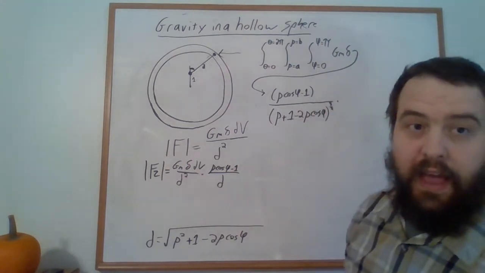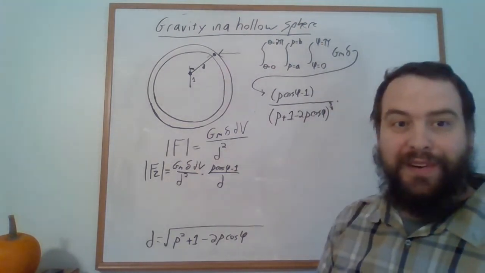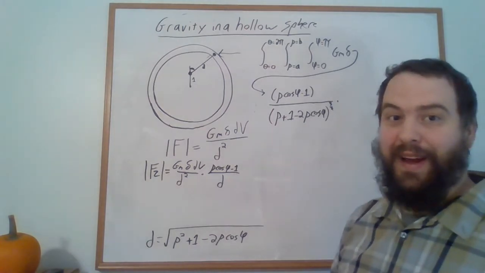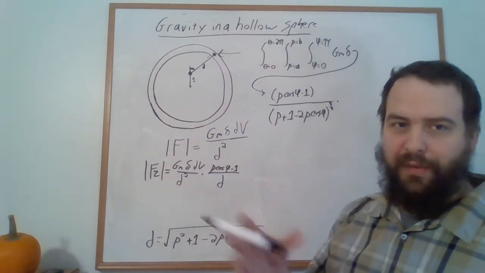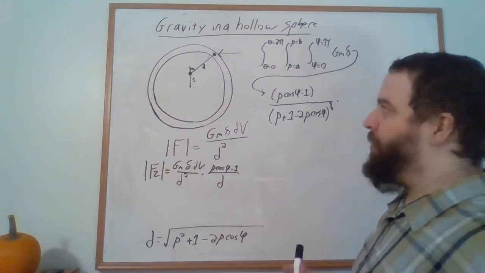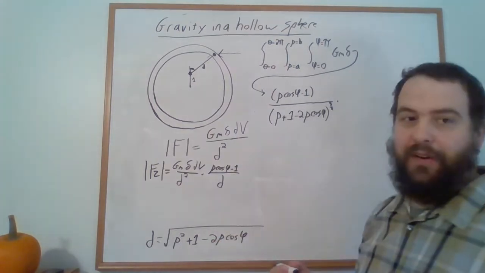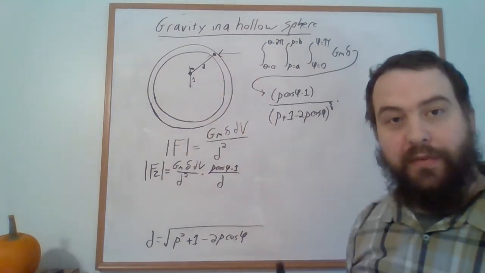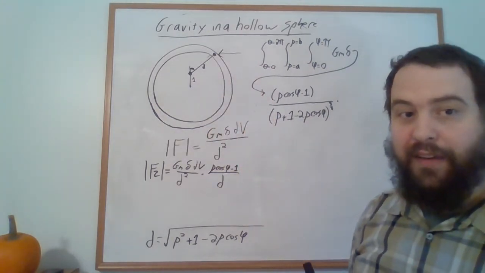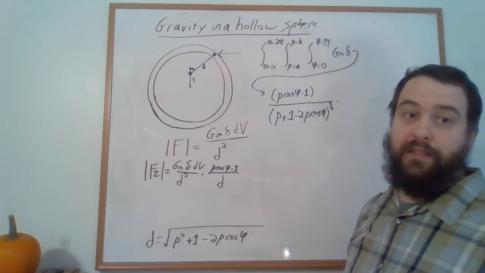times dV. And remember, we're in spherical coordinates now, so we can't just integrate d rho, d theta, d phi, or whichever order you want. We need to add in the Jacobian term. And the Jacobian term for spherical coordinates, when you set up your spherical coordinates in this particular fashion, happens to be rho squared sine phi.